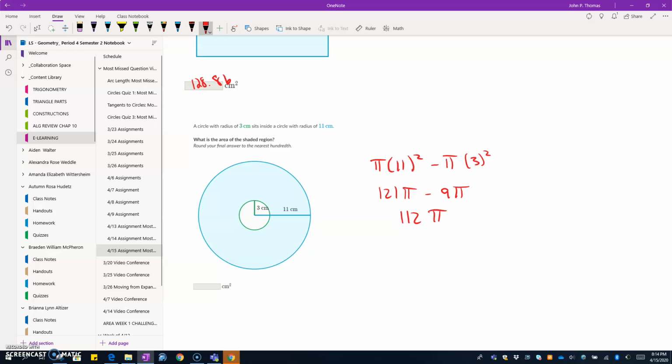That would be my exact answer, but it said round your answer to the nearest hundredth. So I'm going to take that 112 times 3.14, and that gives me 351.68. Alright, 351.68, and that would be the answer.